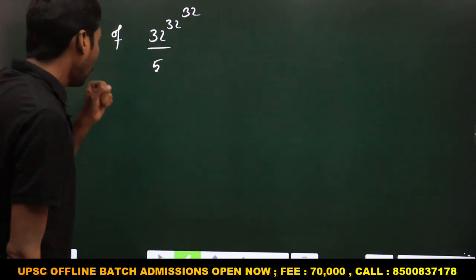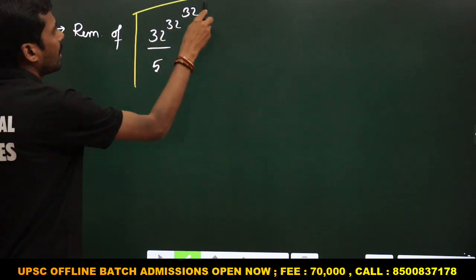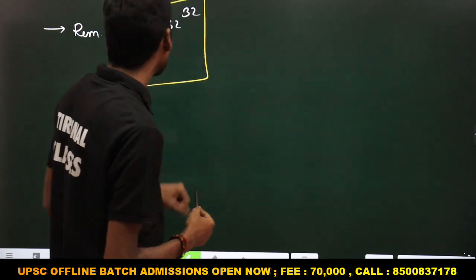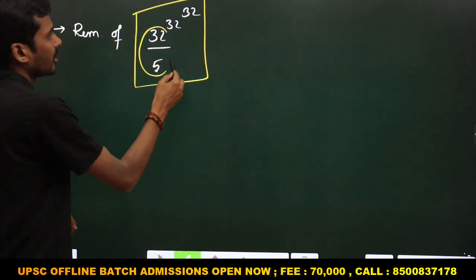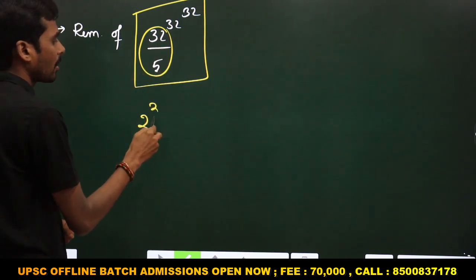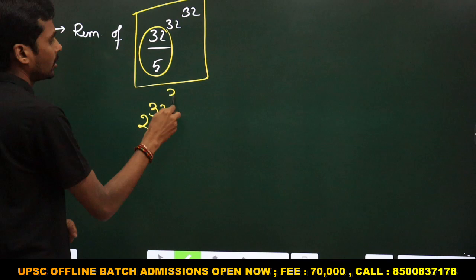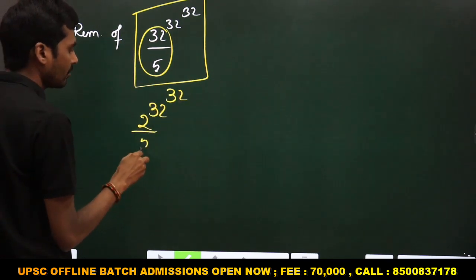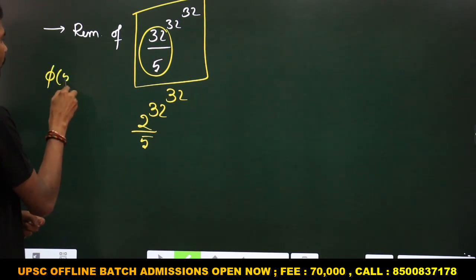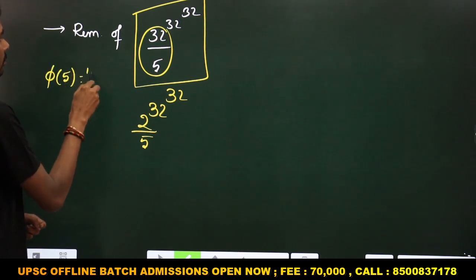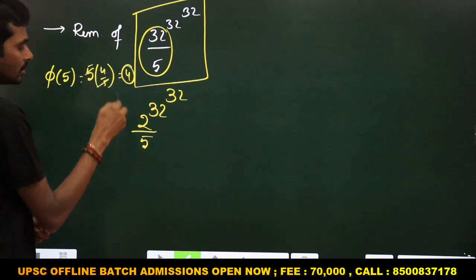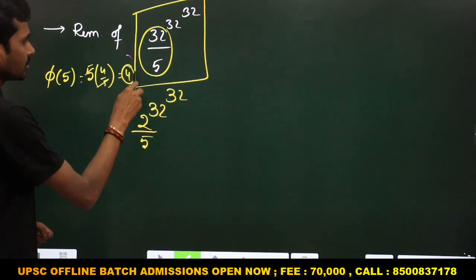Okay, let's take another one. What is the remainder of 32 to the power of 32 to the power of 32 divided by 5? So first, immediately take this number. 32 by 5, what is the remainder? 5 6s are 30, the remainder is 2. Now the problem becomes 2 to the power of 32 to the power of 32. I have to divide with 5, right? Now find out the phi of 5 value. So 5 into 1 minus 1 by 5, that is 4 by 5. 5 gets cancelled. What is the Totient? The Totient value is 4.